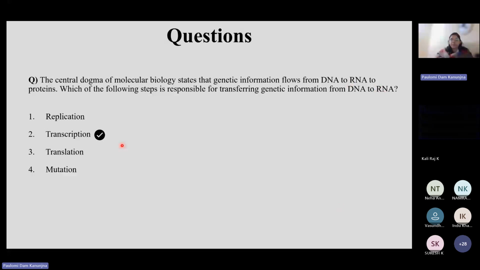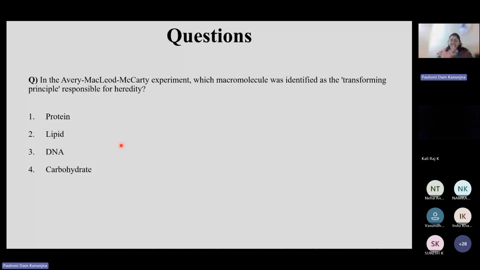Okay. Next one is again very easy. This is the second time this question is coming. In the Avery-MacLeod-McCarty experiment, which macromolecule was called the transforming principle? Very easy, right? We've already done this multiple times now. Okay, we have only 1 minute remaining. I will just quickly do the remaining questions. It won't take much time. DNA.